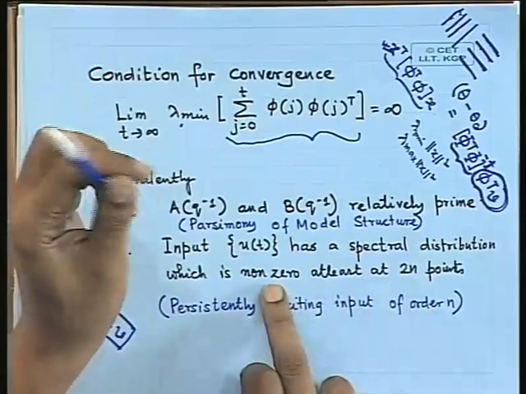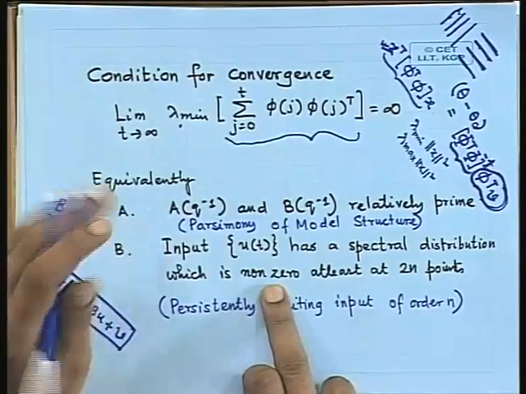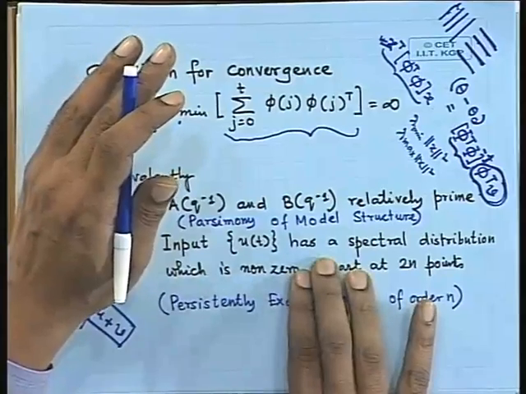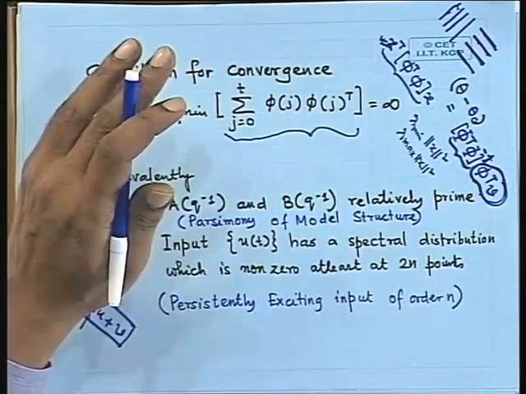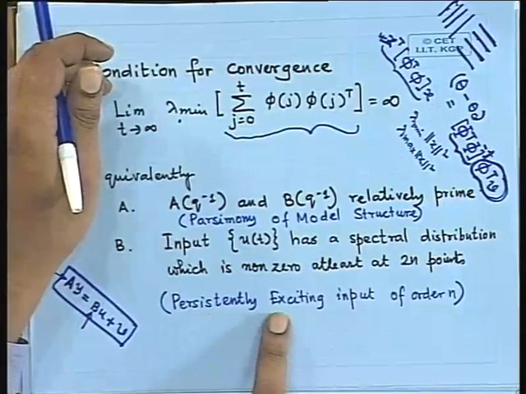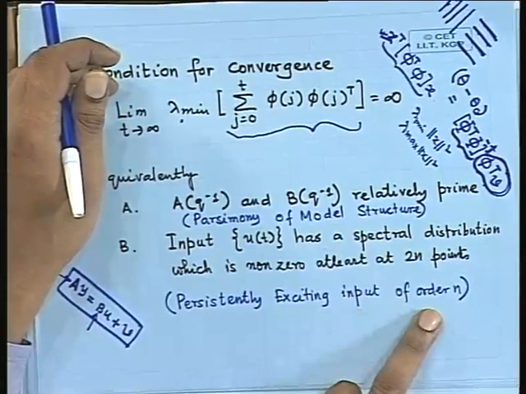This is a rather theoretical, somewhat theoretical looking condition, although it has a practical side. Why? This also we will see. And such an input is called persistently exciting input of order n.